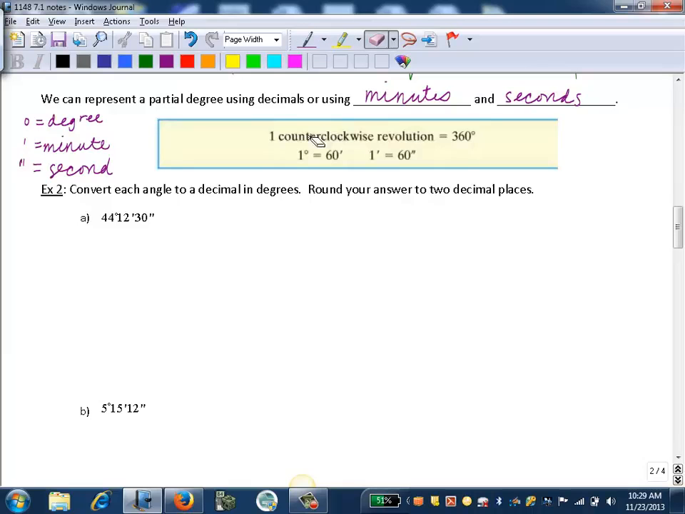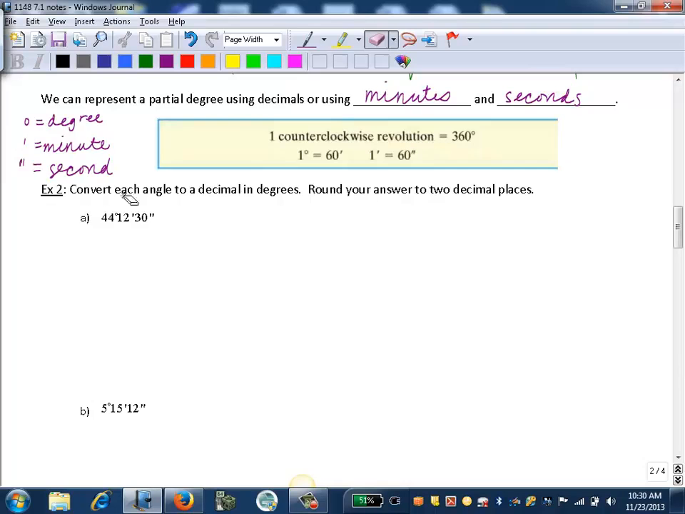So we know that one counterclockwise revolution, one full turn, is 360 degrees. Well, then we can divide 1 degree into 60 minutes, just like we can divide an hour into 60 minutes, and then we can divide 1 minute into 60 seconds, which is just like time.